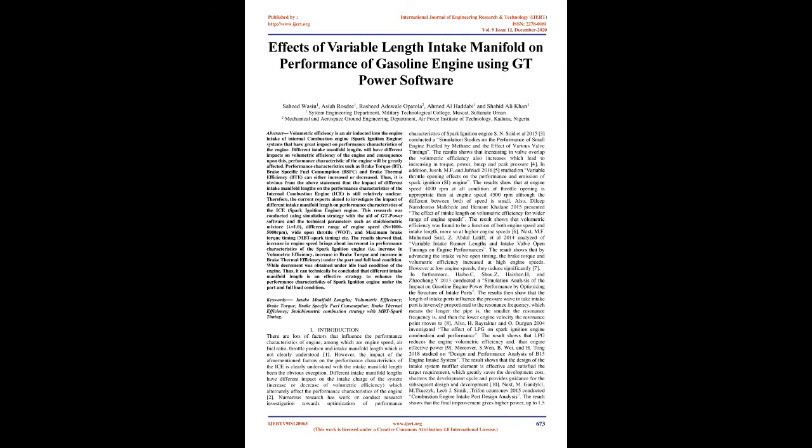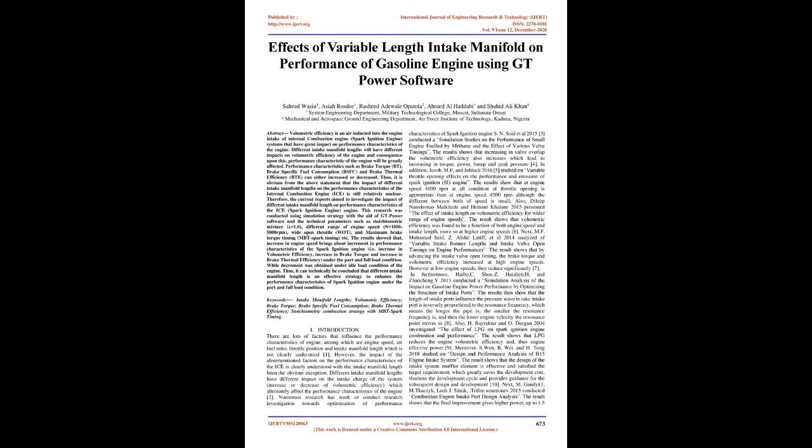Therefore, the current report aims to investigate the impact of different intake manifold length on performance characteristics of the ICE, spark ignition engine. This research was conducted using a simulation strategy with the aid of GT-Power software and technical parameters such as stoichiometric mixture equals 1.0, different range of engine speed, n equals 1000 to 5000 rpm, wide open throttle (WOT), and maximum brake torque timing, MBT spark timing, etc.